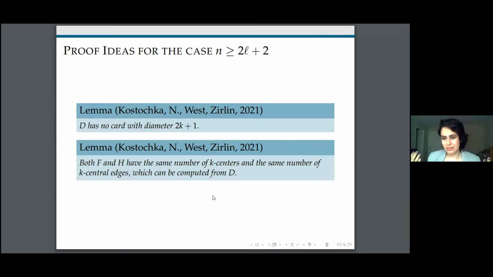Unfortunately, there's not enough time for me to tell you how we proved them, but we basically first showed that, again, this is all for the case that n is at least 2L plus 2, the deck cannot have any card in it such that the diameter is 2K plus 1. And then using that lemma, we proved that F and H both have to have the same number of K centers and K central edges, and that we can compute these two numbers from the deck.